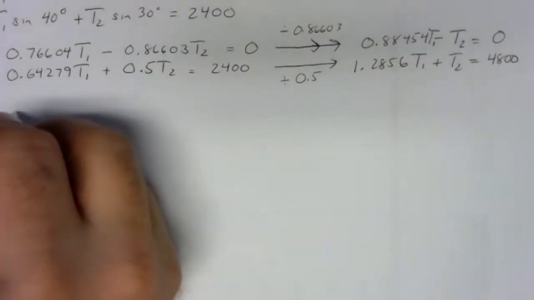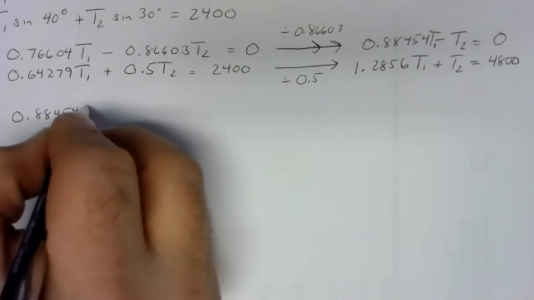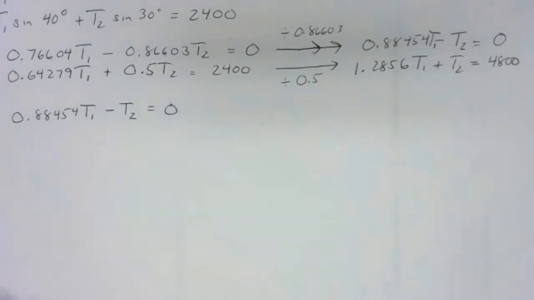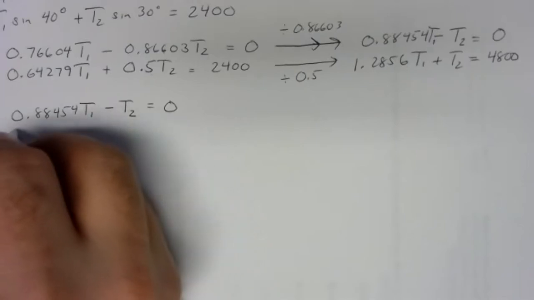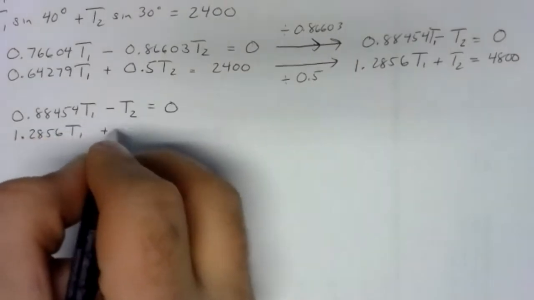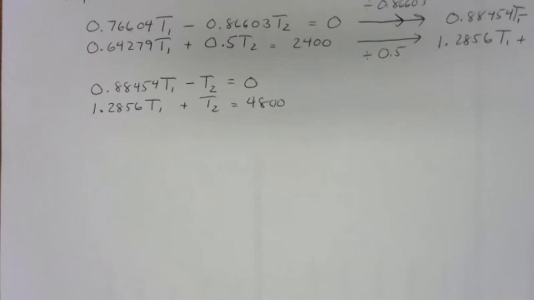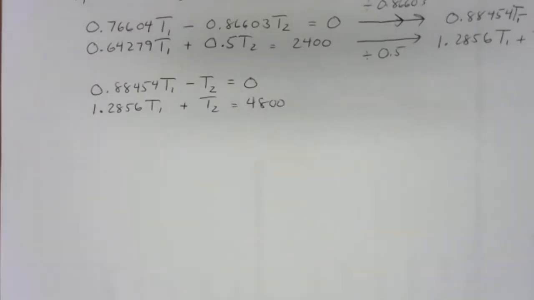So let's go ahead and transcribe those here. We've got 0.88454 T1 minus T2 equals 0. That's our new x direction equation, our new first equation. And our new second equation, 1.2856 T1 plus T2 equals 4800. Well, a lot of other things might look kind of ugly, but at least we've got a positive 1 coefficient in front of T2 and a negative 1 coefficient in front of T2.